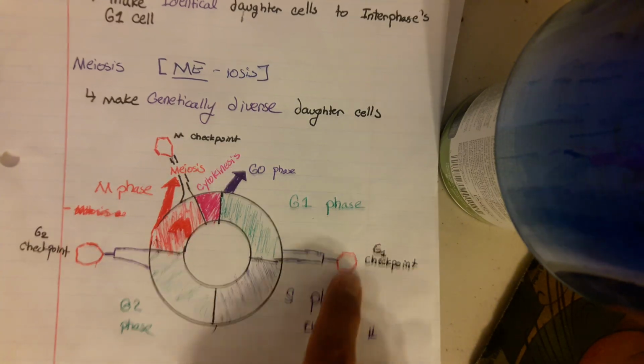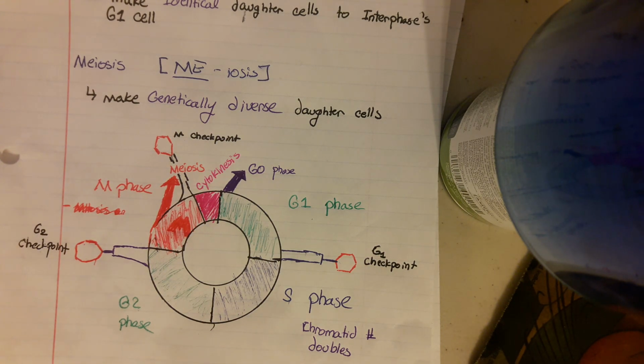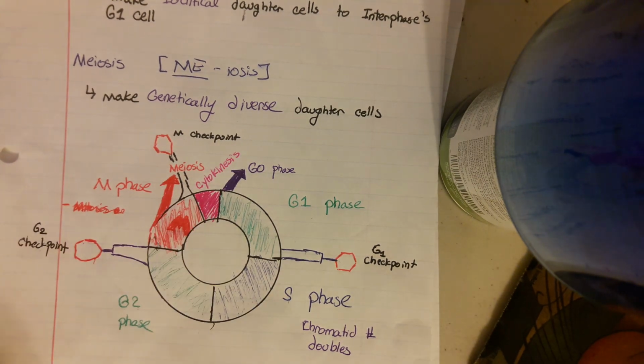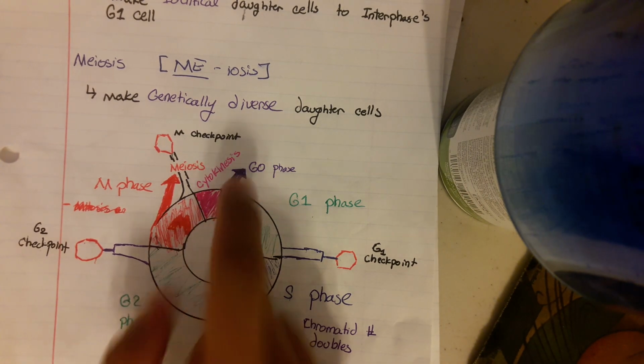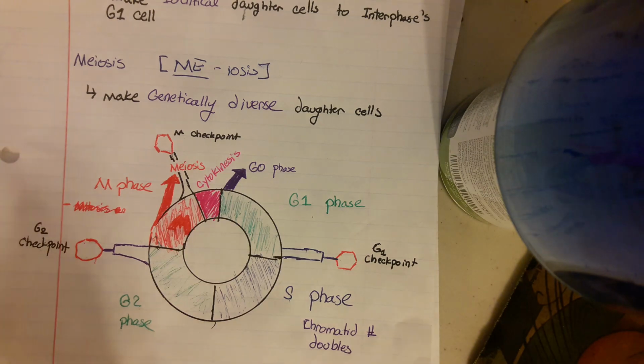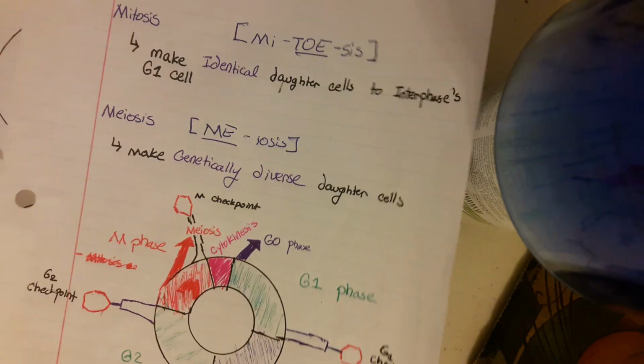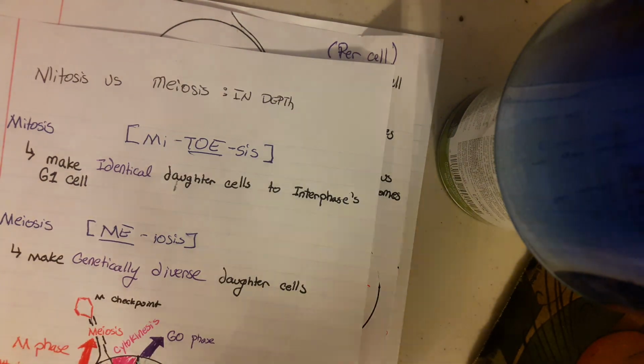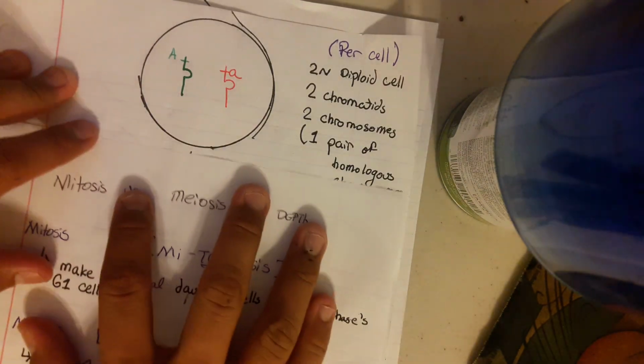So there's a total of 1, 2, 3 checkpoints. And lastly, you have cytokinesis. That's when cells actually divide and pull away from each other. And then you also have G0 phase, which is a cell that's kind of resting. It's not doing much. So, okay, let's first have an overview of the two processes, and then we'll get into the little details.